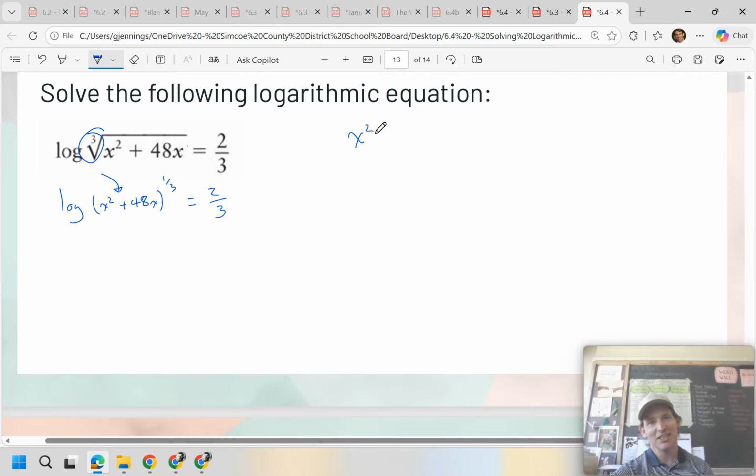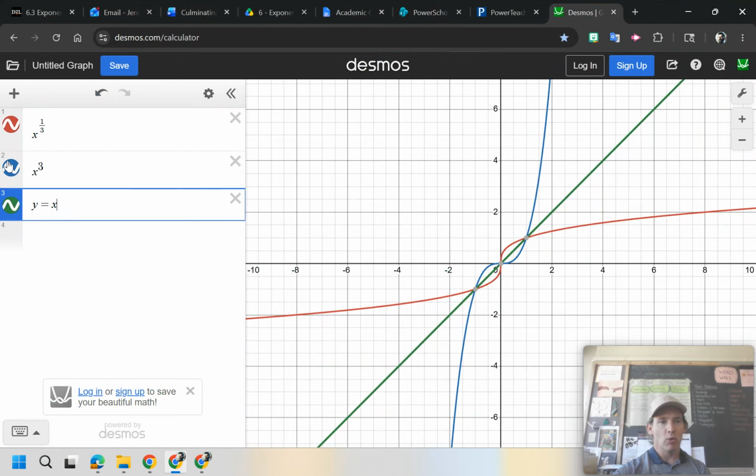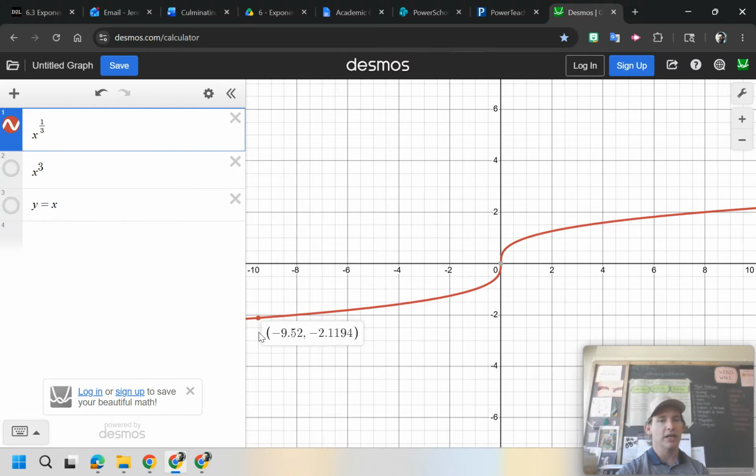You just go x squared plus 48. X must be greater than 0. What about the 1/3? Do you still need the 1/3 or no? We're going to get there. Well, what I was showing you over here is that when you have anything to the 1/3, if you have a negative input, the output is negative, inadmissible. If you have a positive input, the output is positive, admissible. So we need this to be true.